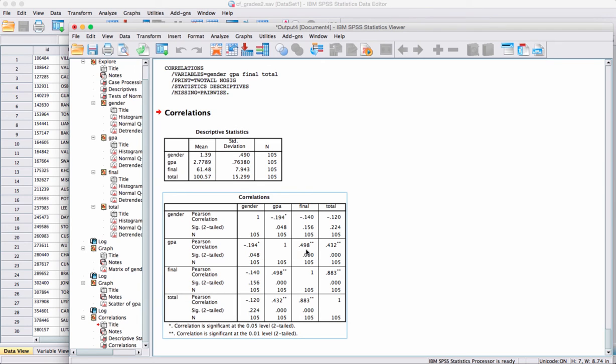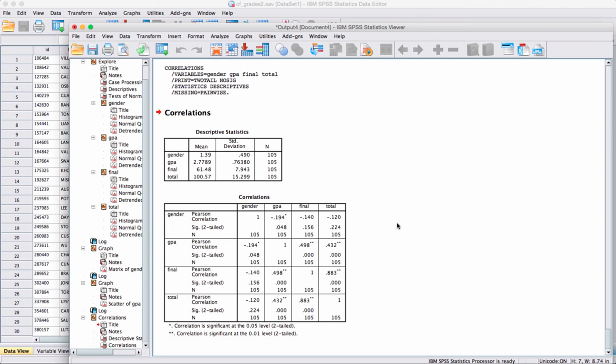GPA and its relationship to final is 0.498, so it's basically a moderate correlation. GPA and total is also approaching moderate. Final and GPA is the same correlation here, of course. That would be a moderate correlation. The largest correlation is between final and total, 0.833. And you can see the smallest correlation in the matrix is between gender and total, 0.120.